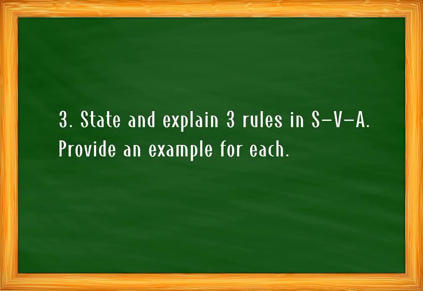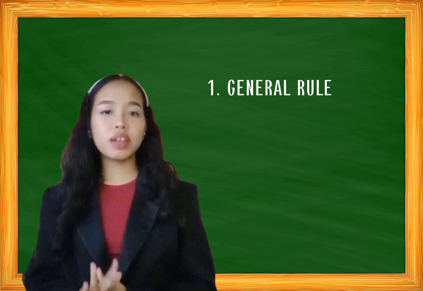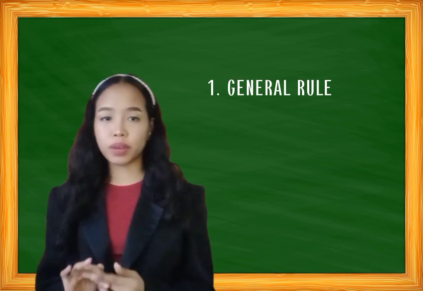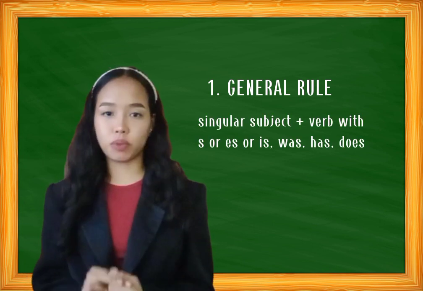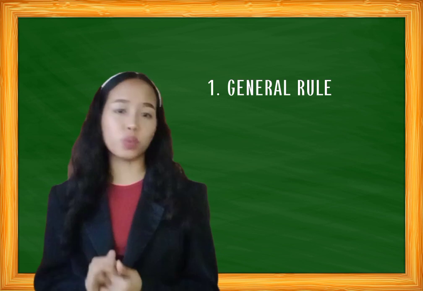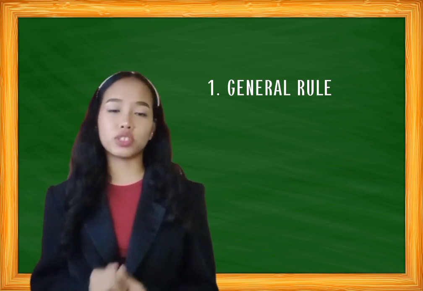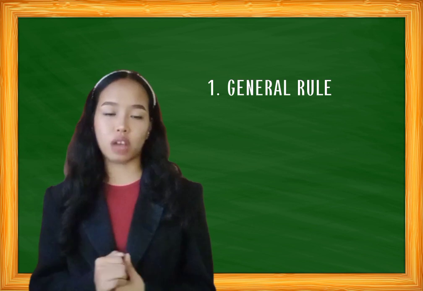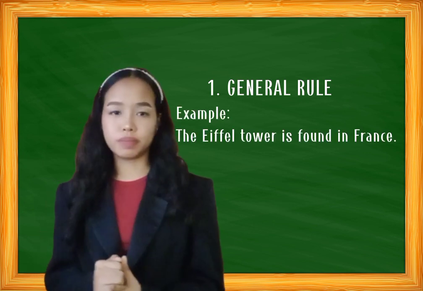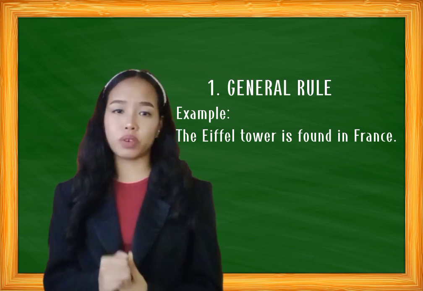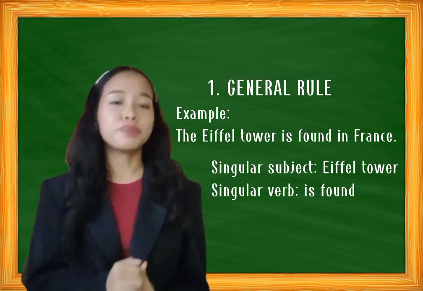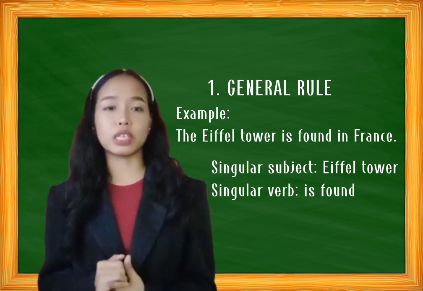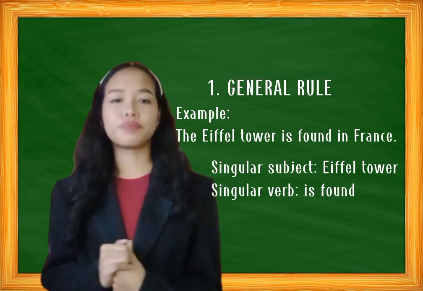3. State and explain 3 rules in SVA. Provide an example for each. General rule. Singular subject requires a singular verb. Therefore, singular subject plus verb with s or es or is, was, has, does, it is an indication that these two agree with each other. For example, the Eiffel Tower is found in France. Since we have the singular subject Eiffel Tower here, therefore we have to use the singular verb is found.